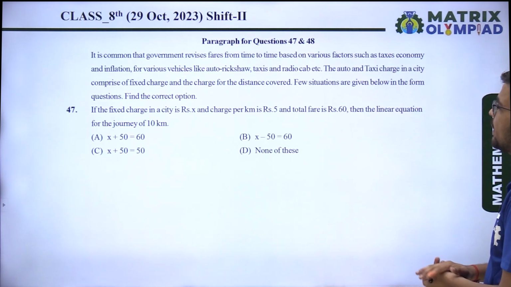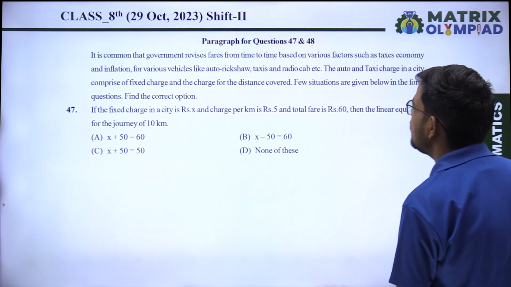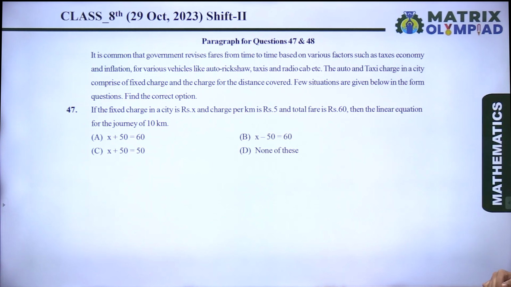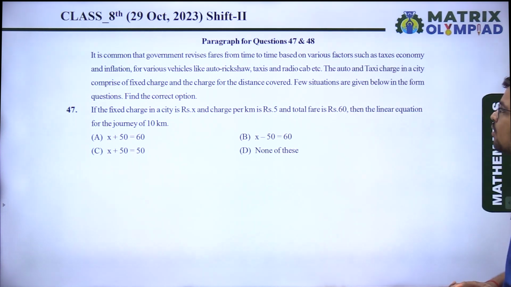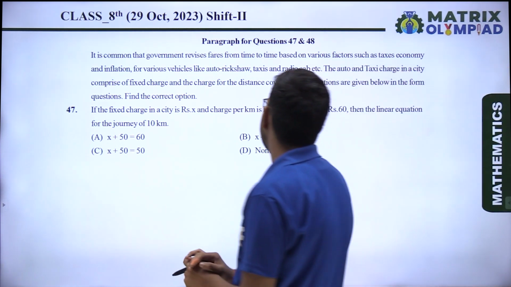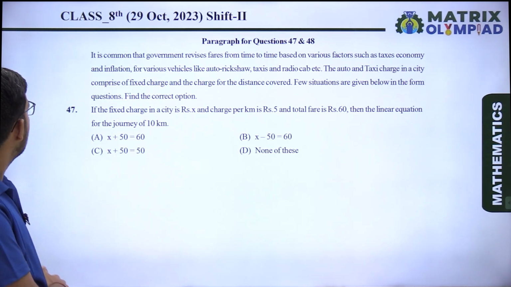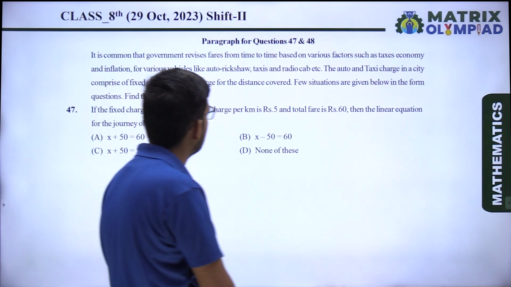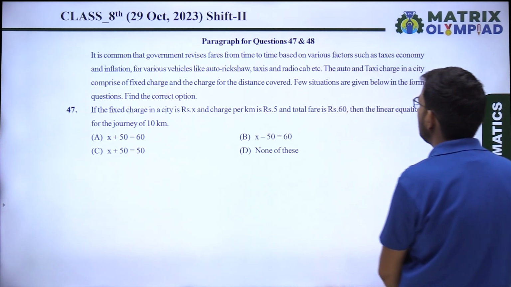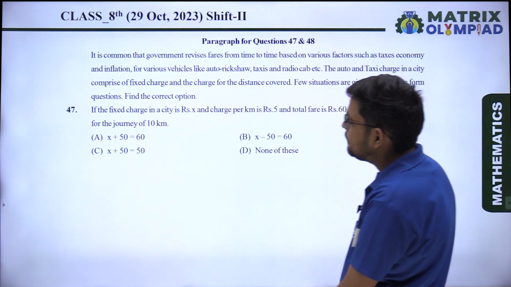Next, paragraph 4, question number 47 and 48. It is common that the government revises fares from time to time based on various factors such as taxes, economy, inflation for various vehicles like auto rickshaw, taxi and radio cab, etc. The auto and taxi charges in a city comprise a fixed charge and a charge for the distance covered. A few situations are given below in the form of questions. Find the correct option. 47.